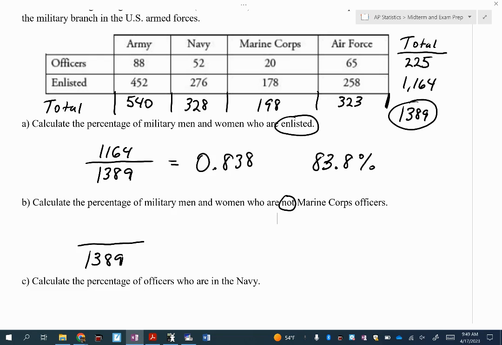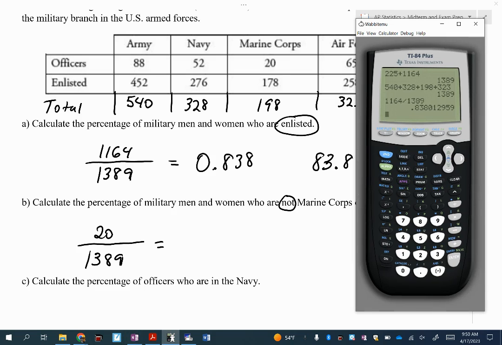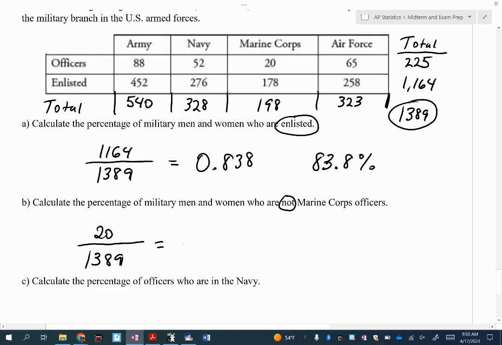Or you can just go Army, Navy, and Air Force. So it's up to you on how you want to do it. Do you guys want to use the complement or no? I don't care. It doesn't matter. I was going to use the complement, so then let's pick Marine Corps. Now be careful, it does say officers, right? So pick Marine Corps officers, which is 20. Is this going to be my answer? No, I will need to subtract it from 1. So 20 divided by 1389. It should be pretty small. So 0.014. Again, this is not my answer. I do need to find what is called the complement. So 1 minus 0.014.